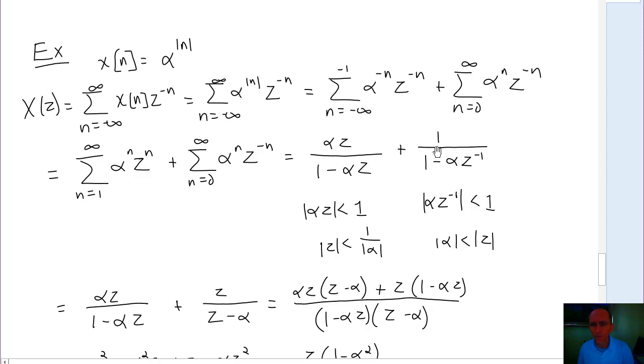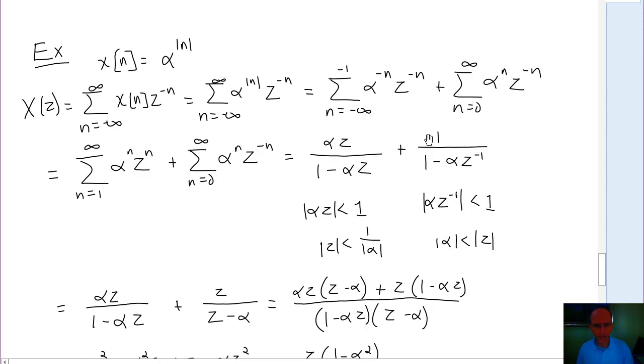Now, each of these terms has its own region of convergence. For example, the first term is going to converge if alpha times z has a magnitude less than 1. Or if we solve for z, z has to have a magnitude less than 1 over the magnitude of alpha. The second term, we need alpha z minus 1 to have a magnitude less than 1. Or again, solving for the magnitude of z, we need it to be greater than the magnitude of alpha.